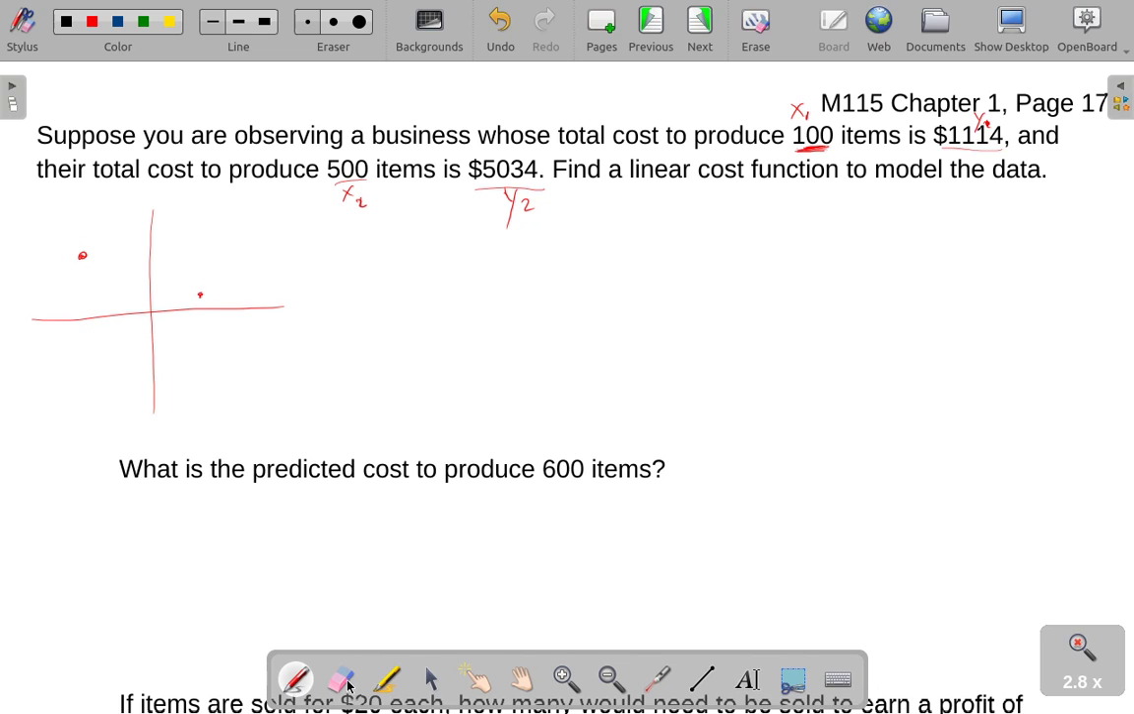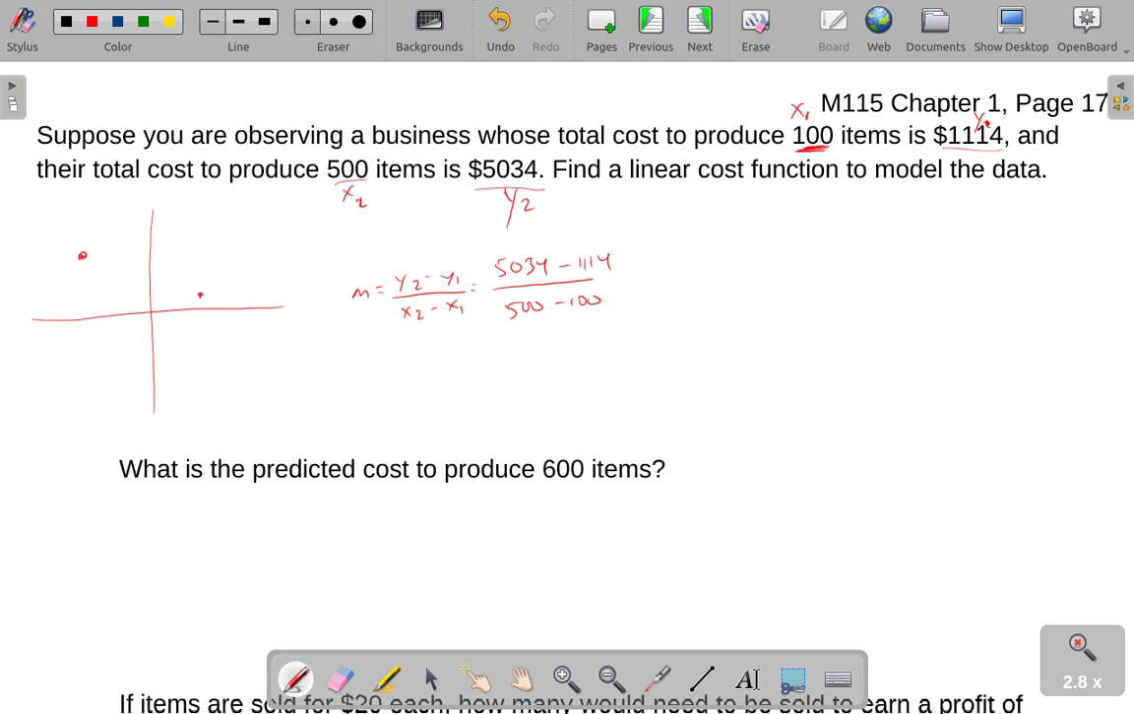And if you think about where we would start, the only thing we can really start with, I might have hinted at it by calling this x1, y1, x2, y2, is the slope formula. The only time we've really done that is when we're using the slope formula. So that's what I'm going to do. I'm going to say y2 minus y1 over x2 minus x1. I'm going to call this my second point, and this one my first point, just like I labeled them there. 5034 minus 1114 over 500 minus 100.